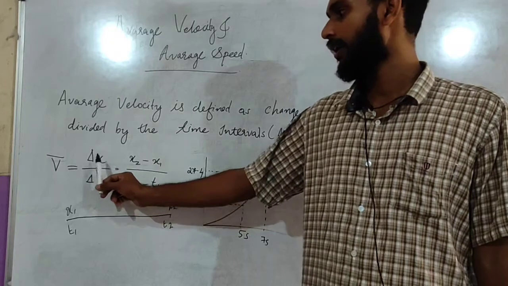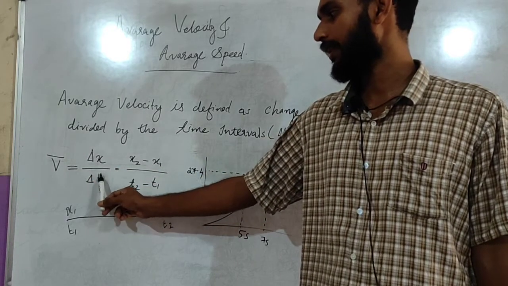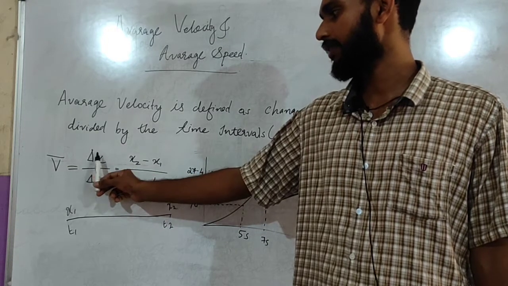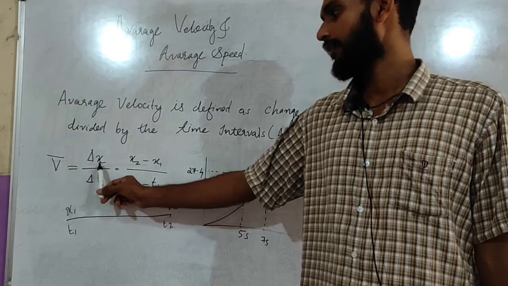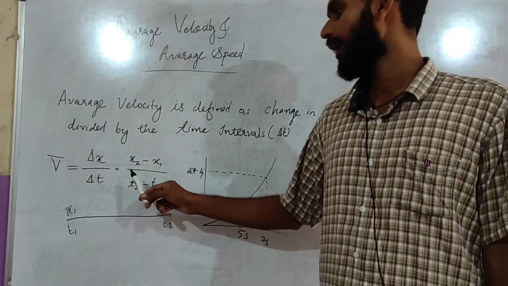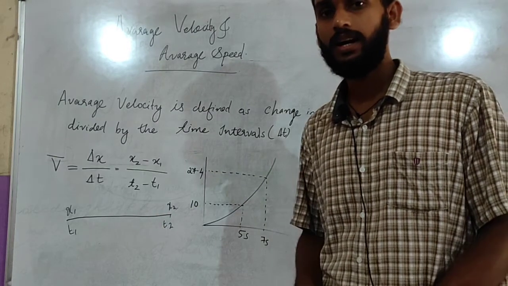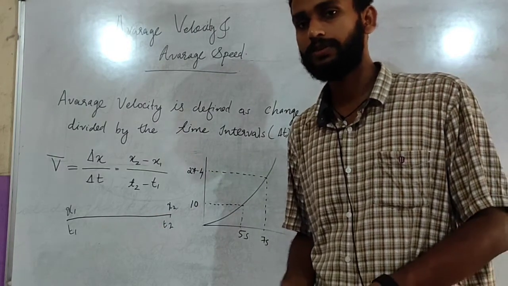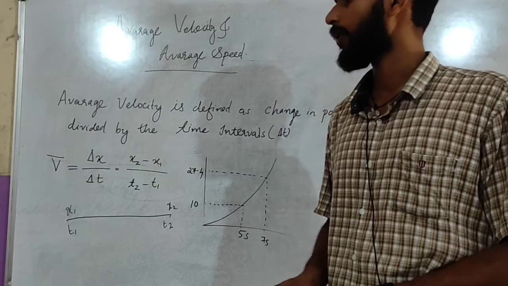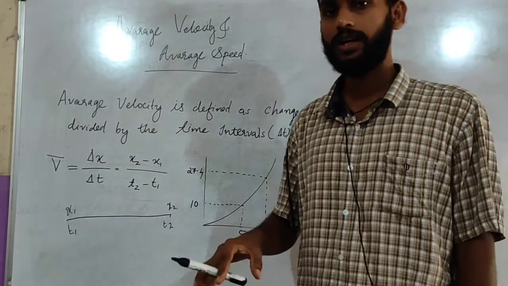You can find the average velocity with the help of the displacement and change in time as delta x divided by delta t, where delta x is equal to x2 minus x1, that is the displacement, and delta t is equal to t2 minus t1, that is the time interval or the time taken for that movement.